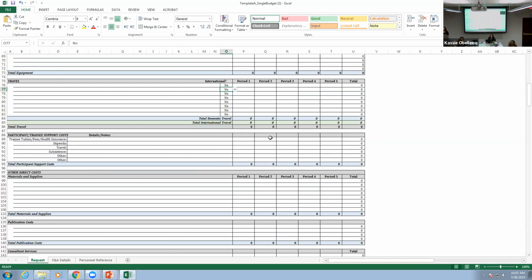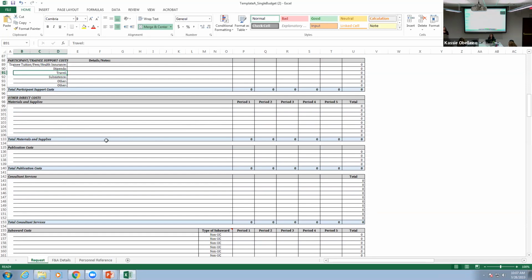Participant support costs, we don't have too often. These are exempt. These are like trainees, like if you had an REU program for NSF or you had particular trainees and things like that. Those costs go in here. So you wouldn't put your normal tuition and fees or your normal travel here. These are trainee travel. NRTs as well, and these are exempt from indirect costs.